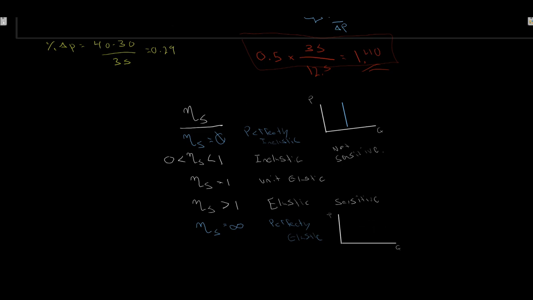Oh, that's the wrong tool. Let's try that with a line. Super sensitive to changes in price. So we have a horizontal line such that any increase in price, quantity would shoot out to infinity, and any decrease in price, quantity would drop down to zero. We are extremely sensitive to changes in price in this case. So those are our two extremes. Yes, this is our table of elasticities.